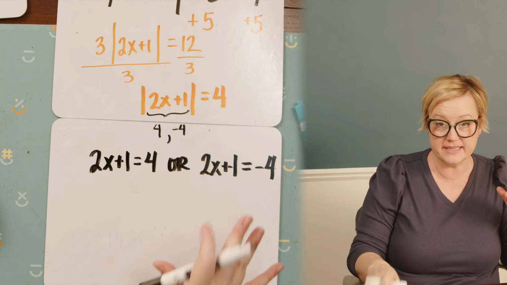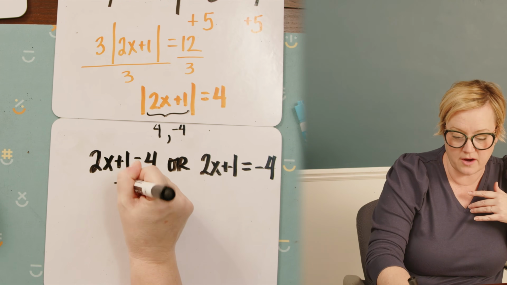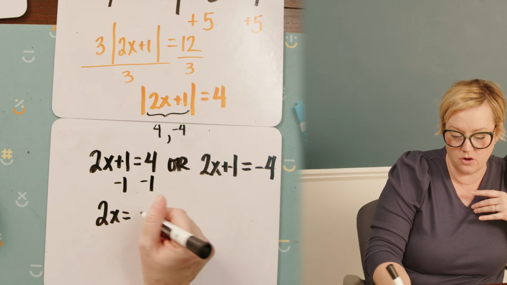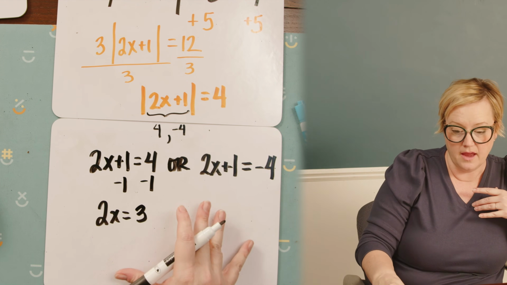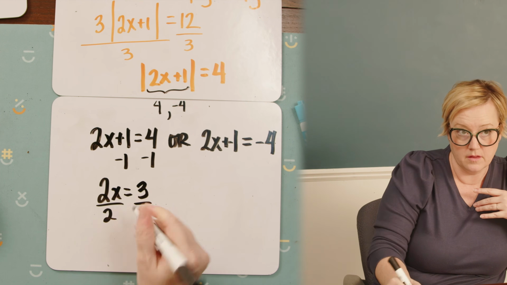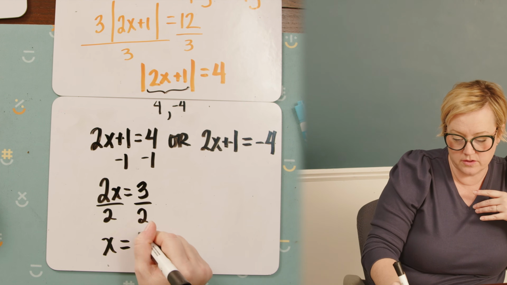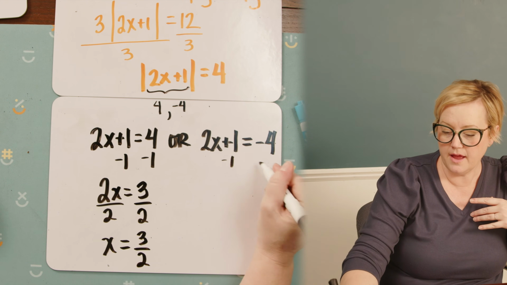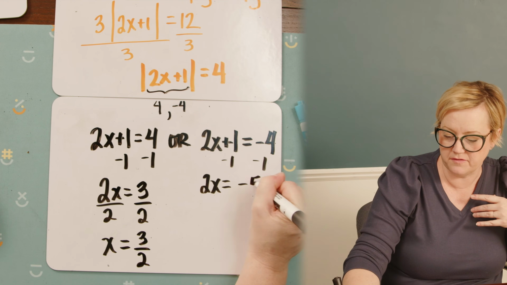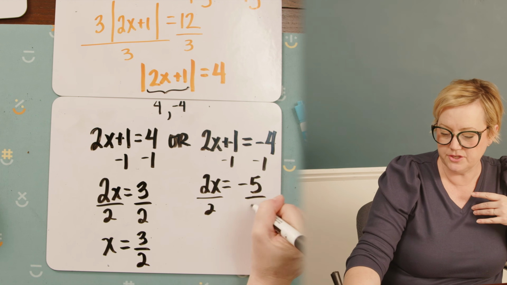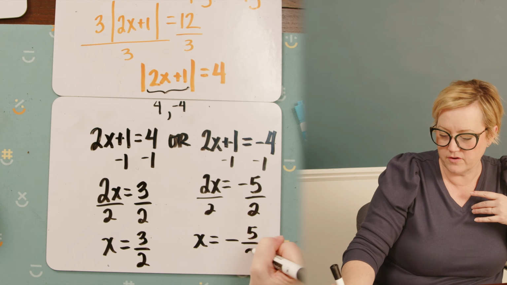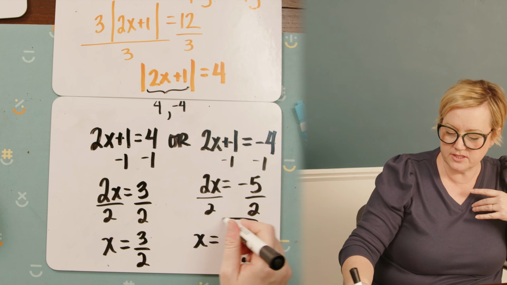So let's solve these out. If I subtract 1 from both sides, I've got 2x equals 3. Then I divide by 2, and I get x equals 3 over 2. I go over here and I get 2x equals -5. Divide by 2, divide by 2. So I get x equals -5 over 2. So these are my solutions.